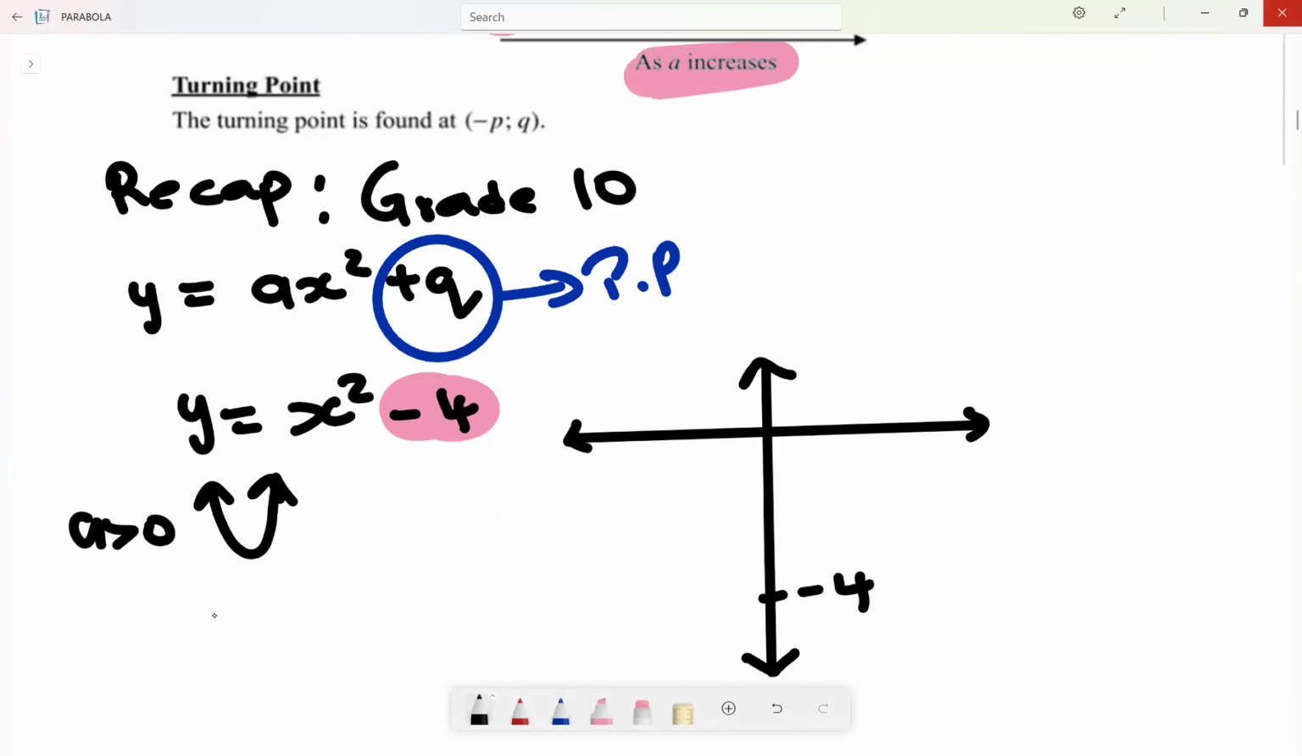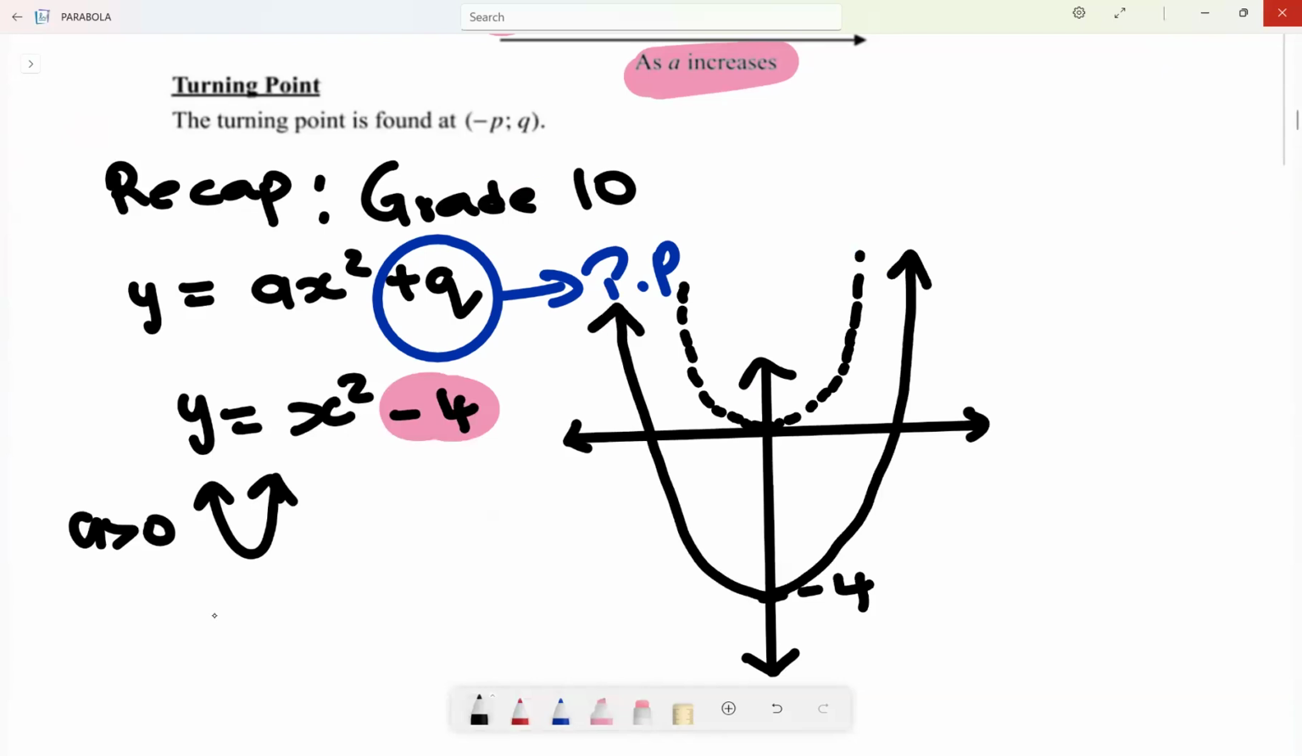And then remember, our graph originally looked like this. This is the original graph. Let me redraw that. But now, since it is shifted downwards 4 units, it's going to move from -4 like that, and like that.